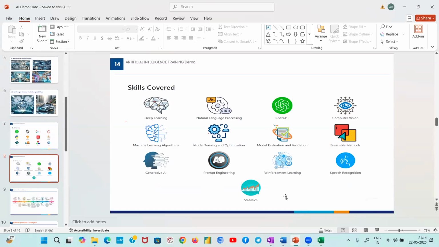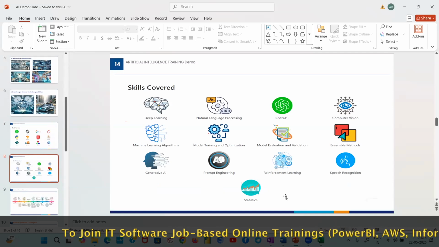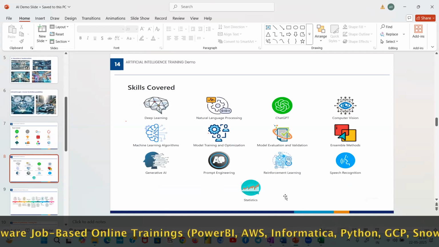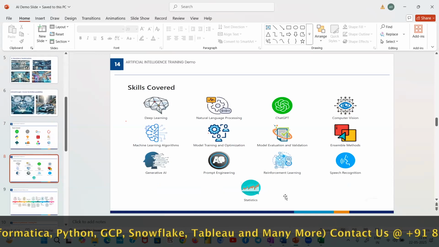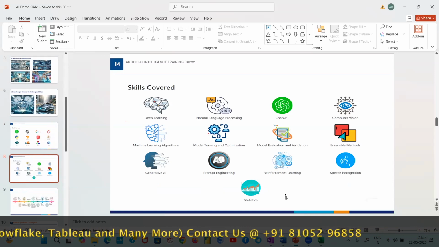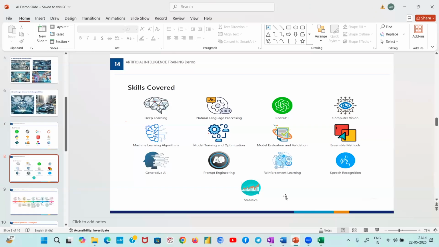What other things are we supposed to learn? Deep learning, NLP. I mentioned it earlier, but I'm giving an input again: computer vision, machine learning algorithms, model evaluation, ensemble methods, generative AI. Generative AI is the next level topic, and we are not going to cover it, I'm sorry. The person who is good at learning AI and ML will be capable of learning generative AI. Again, it's the next level subject. The person should also be good in prompt engineering, speech recognition, statistics, and so on.